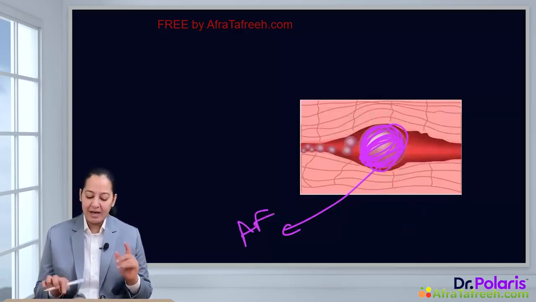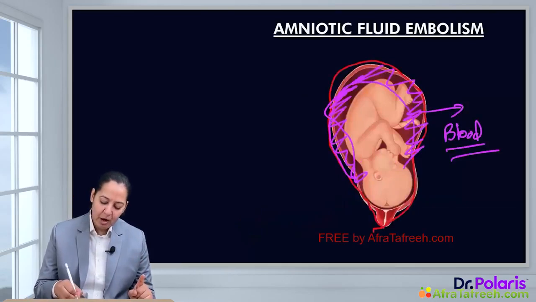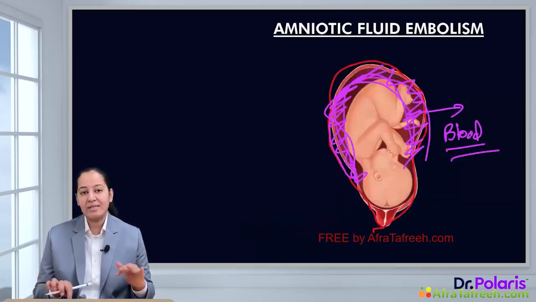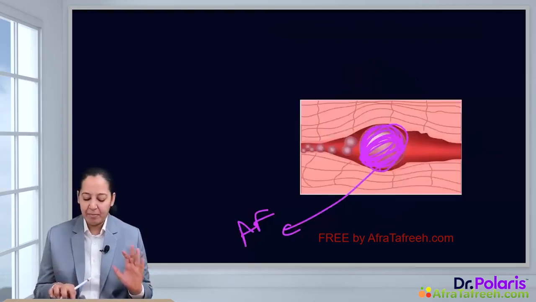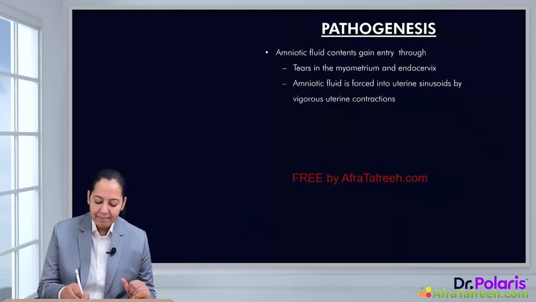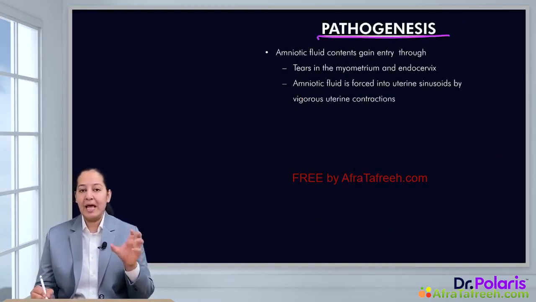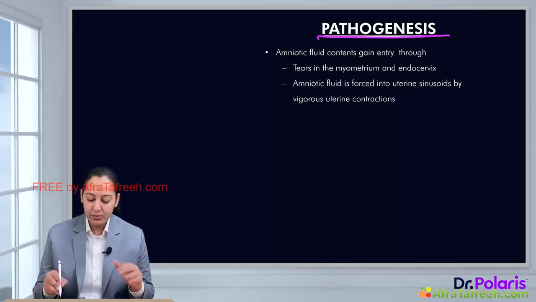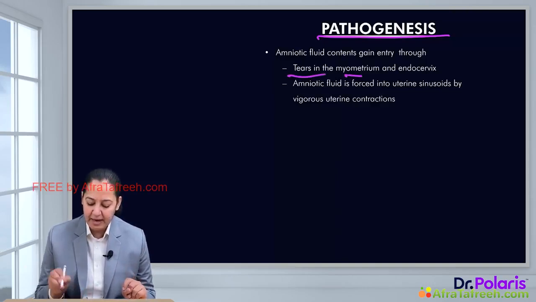Now the question arises, how does this fluid which is present around the fetus in a pregnant lady come into the veins? How does it come into the blood, that is, the artery and vein? So what is the pathogenesis? Basically, during labor, the uterus does vigorous contraction. So during labor, there is vigorous contraction in the uterus. It can produce tears in the myometrium and endocervix.